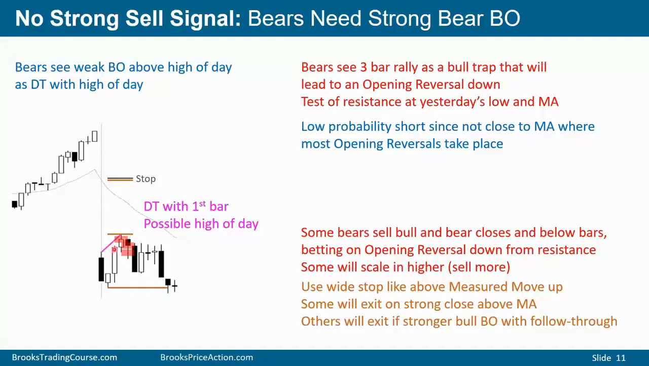The bears who take this short, some will put a stop right above the high of this signal bar. 3 consecutive bull bars, I would not. I think you need a wider stop. You could put a stop way up here above the high of this rally, or you can put a stop slightly above a measured move up from the opening range. This low, that high, measured move up, and then stop just a little bit above.